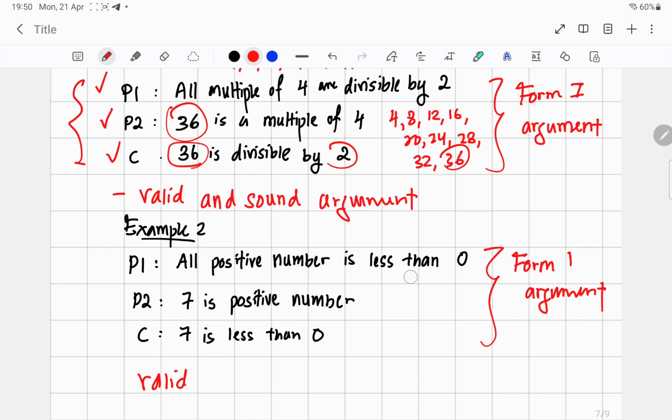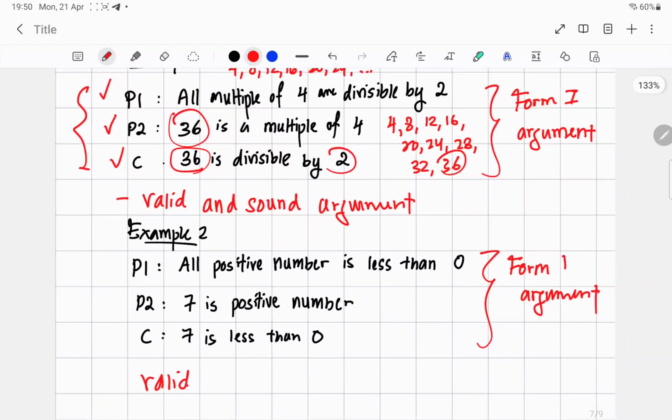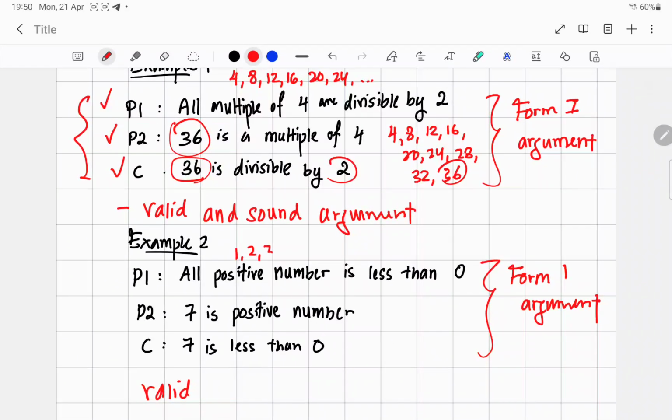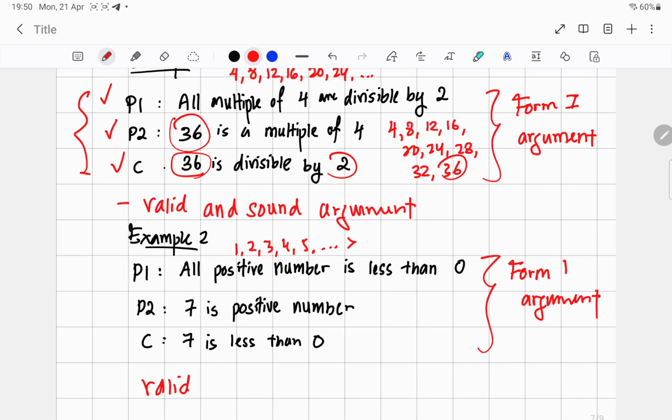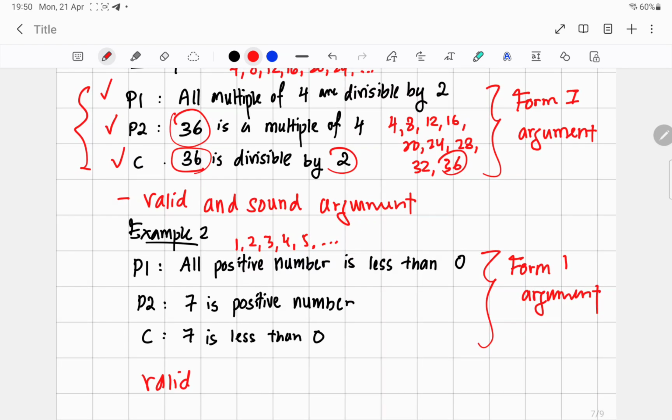Okay, you check one by one. All positive numbers are less than 0? Positive numbers are 1, 2, 3, 4, 5, and it goes on, right? All of these numbers are greater than 0. So how can they be less than 0? So this premise 1 is wrong.